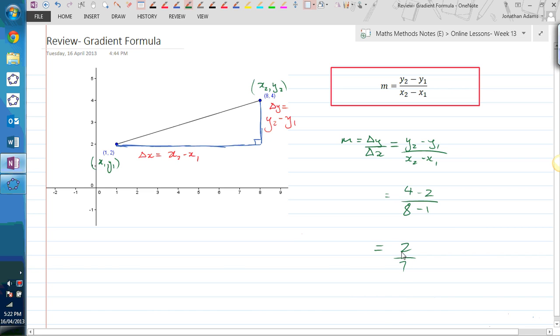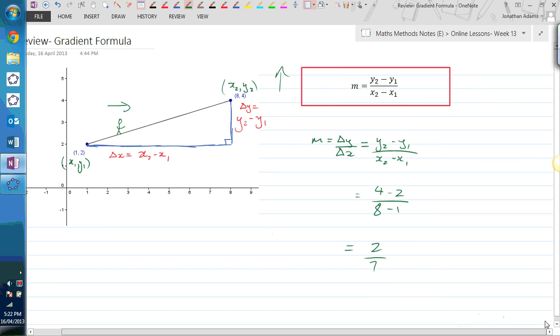Now that looks about right. Remember, a positive gradient means we're going uphill if you were walking from left to right on this line. So imagine yourself on a line, someone standing here and moving from left to right, they would be going uphill. That means we've got a positive gradient.